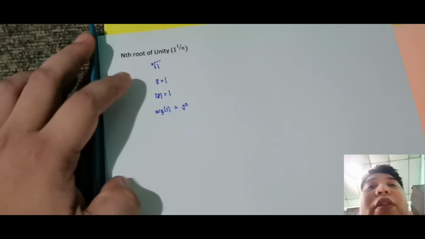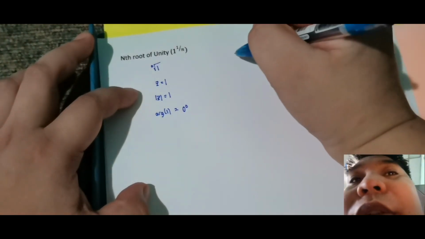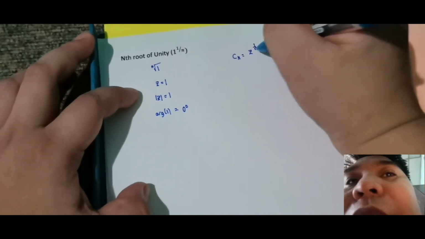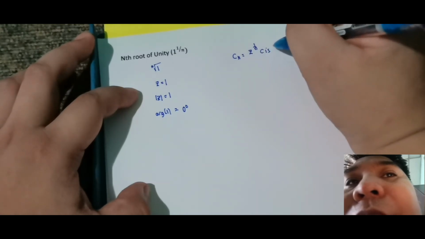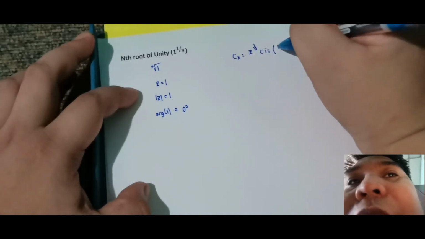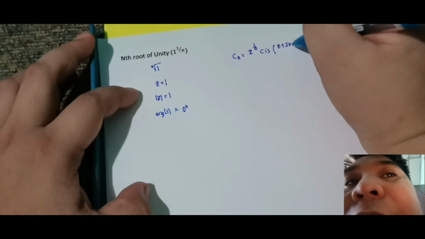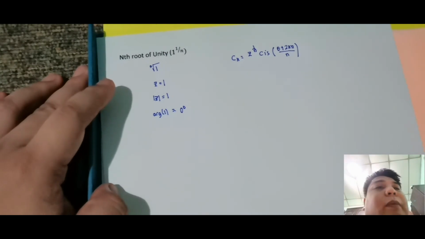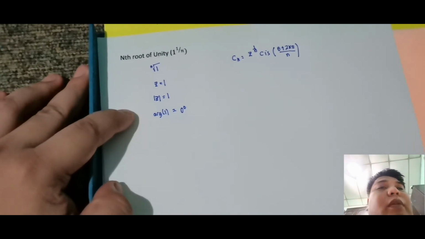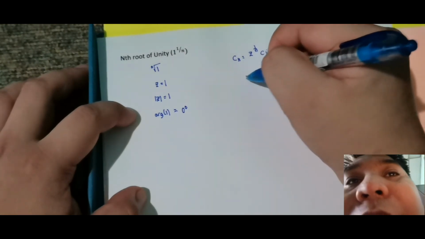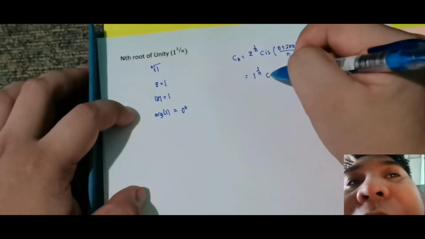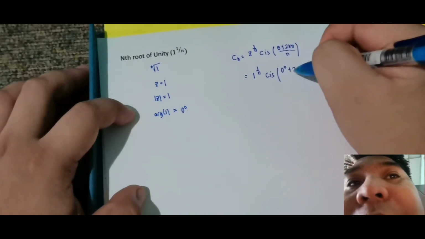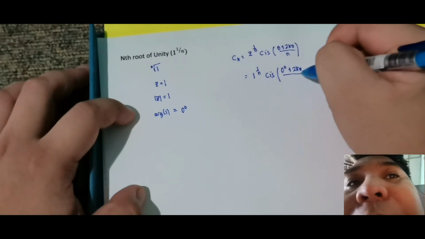Okay, so ngayon, proceed tayo dun sa ating formula. Sabi, C sub K is equivalent sa z raised sa 1 over n, tapos that is cis of theta plus 2k pi, all over n. Okay, so kung napapansin mo, fix natin dito yung modulus na 1. So meaning, this is equivalent lang sa 1 raised sa 1 over n, tapos cis ng, yung theta is always 0 degrees yan, plus 2k pi over n.